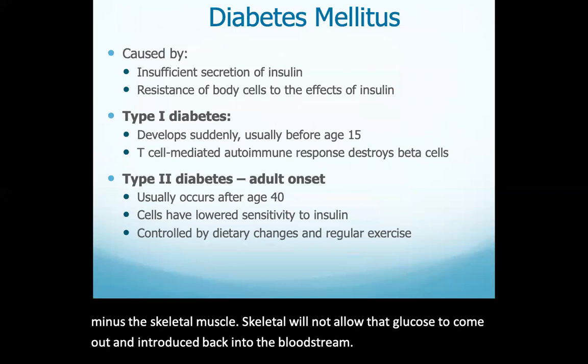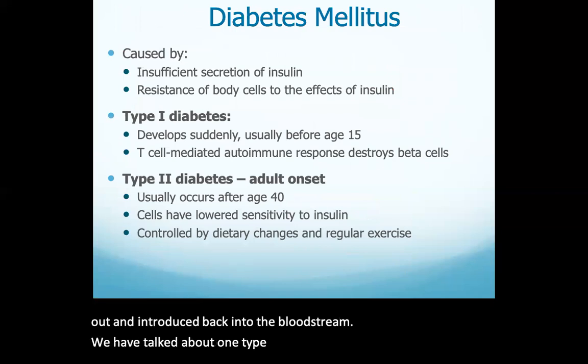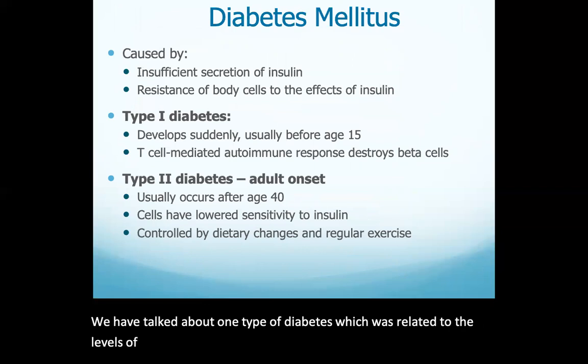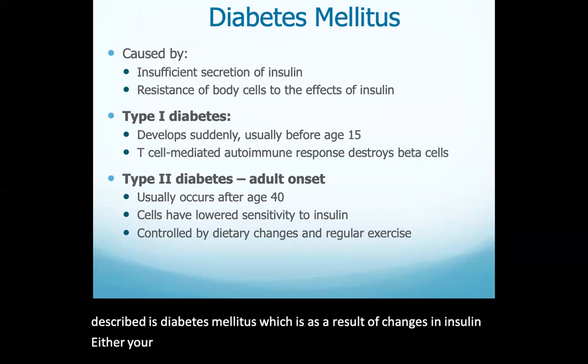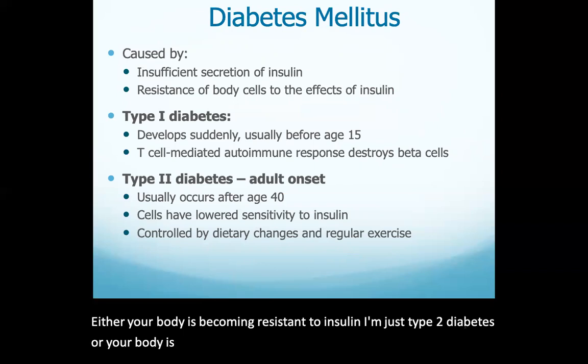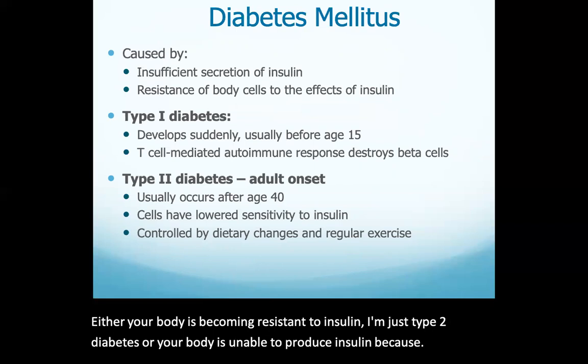Now, we have talked about one type of diabetes which was related to the levels of ADH, but the more common type of diabetes we have described is diabetes mellitus, which is a result of changes in insulin. Either your body is becoming resistant to insulin, which is type 2 diabetes, or your body is unable to produce insulin because the beta cells have been destroyed through an autoimmune response.